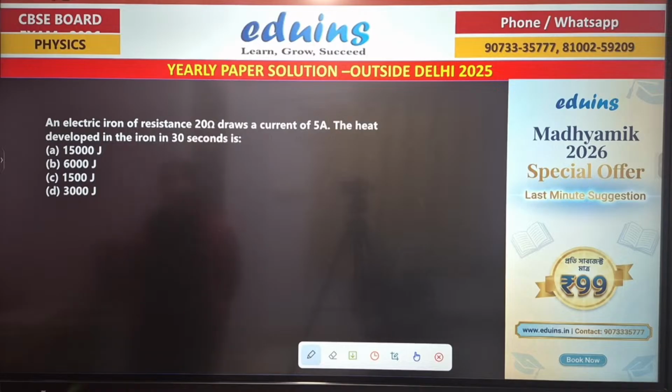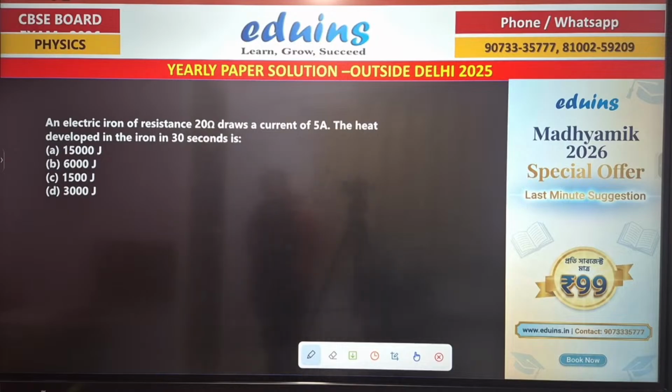Okay, this is a very easy question. Okay, solve this. Okay, Divya and Soumya, what will be the right answer? This is an easy numeric.